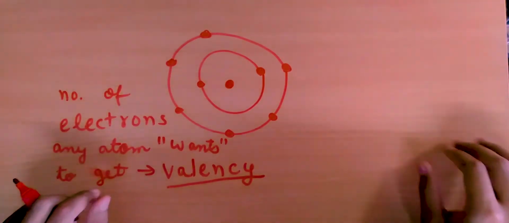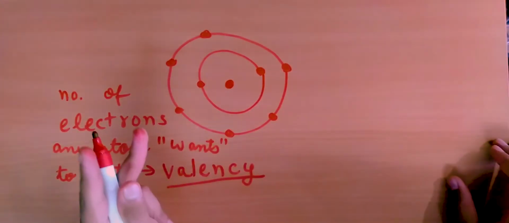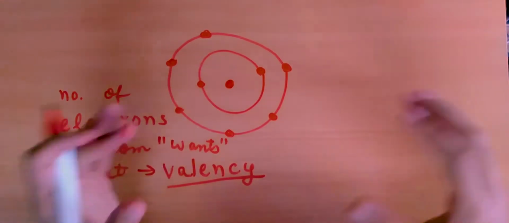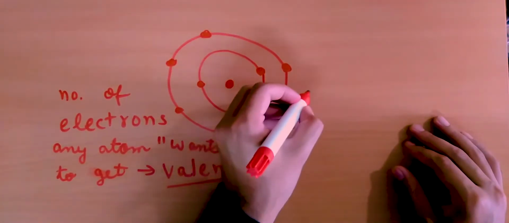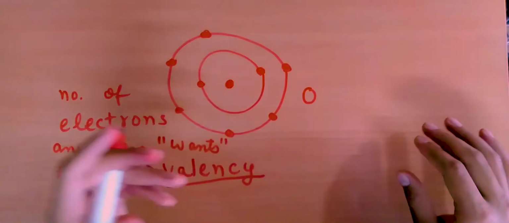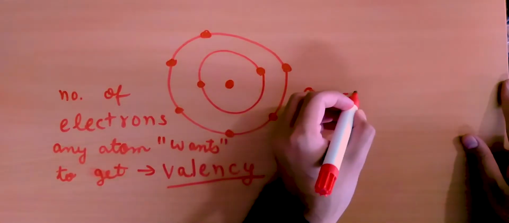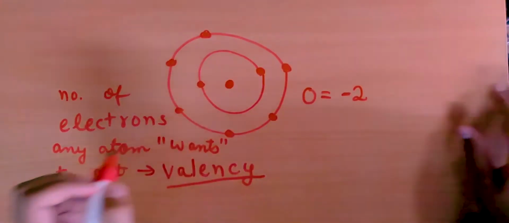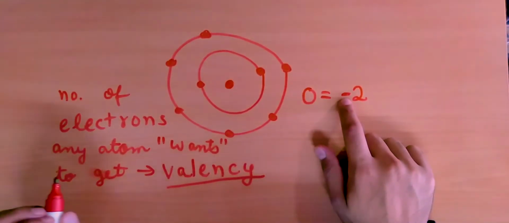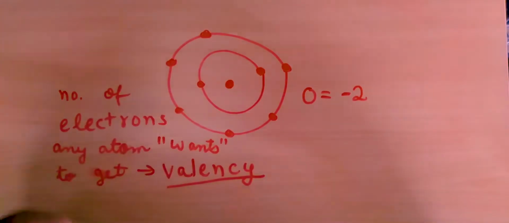Now oxygen has a valency of 2, and because it lacks 2 electrons, if I just write the symbol of it, oxygen, its valency is actually -2. What does the minus signify or suggest? It simply represents that oxygen wants 2 electrons.